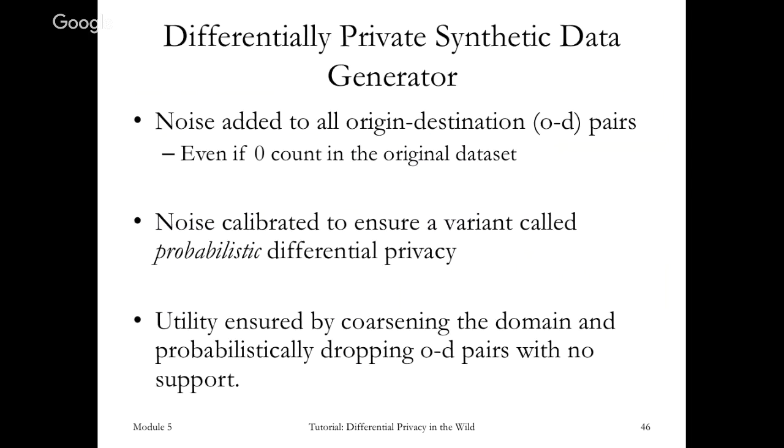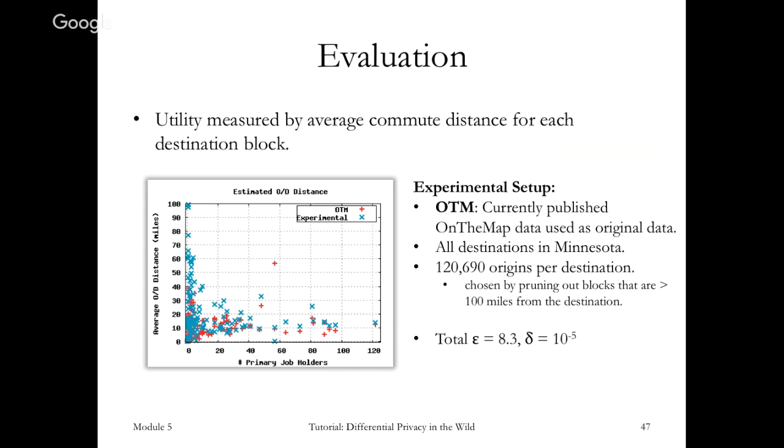But to show visually what they got, this is an example of an experiment that they ran where they looked at, for every block, they plotted the average commute distance of individuals. And they wanted that distribution to be preserved. So in this plot, the red points are points that are coming from the original data set, and the blue crosses are points that are coming from the noisy data set that is generated from the differentially private algorithm.